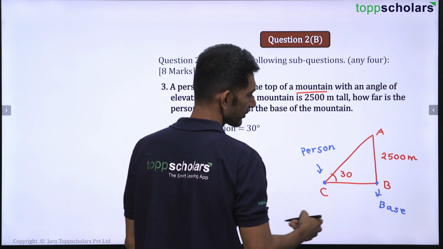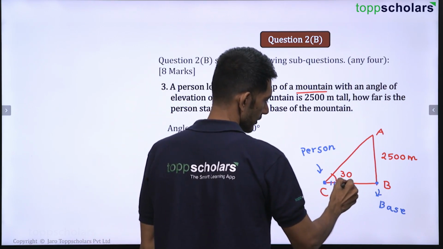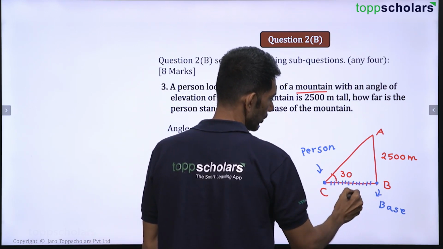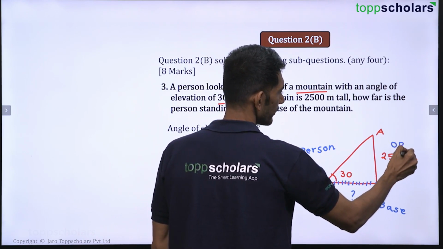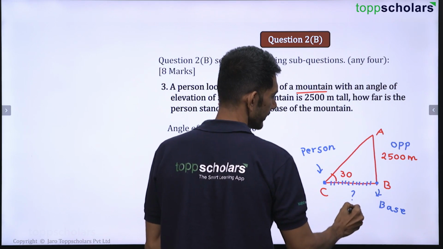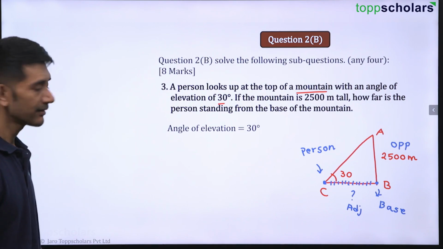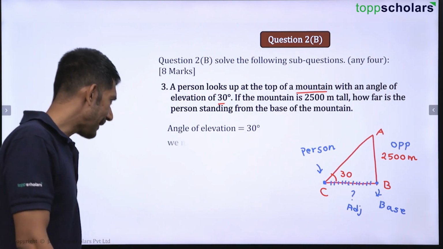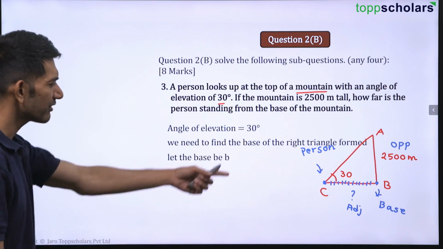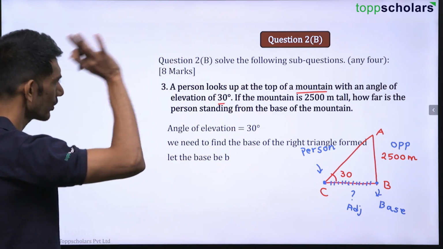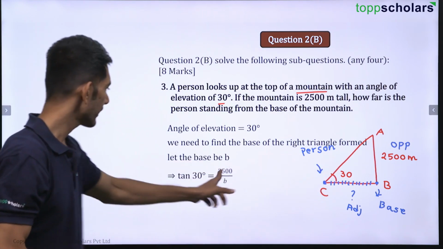So how far is this? So can I say this distance is something that we need to calculate. So for 30 degrees, this is the opposite side and this is the adjacent side. So can I say we are going to apply tan theta in this case? So let's go ahead and apply tan. So we need to find out the base of the right angle triangle formed. So let the base be B. So BC is B. Okay, no problem. So tan 30 is 2500 by B.